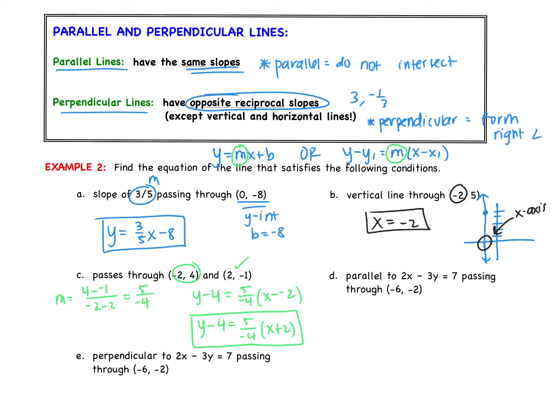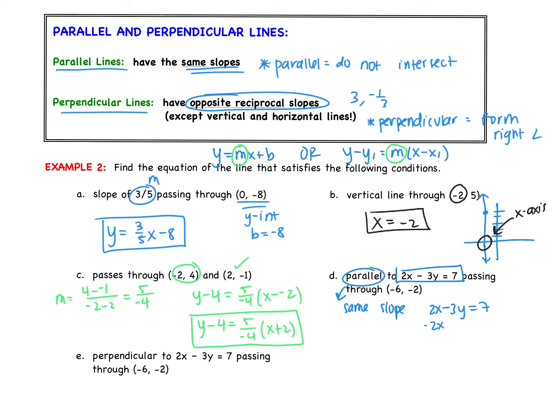Okay, two more. D, we need to write the equation of the line that is parallel to 2x minus 3y equals 7, but that passes through negative 6, negative 2. Parallel lines have the same slope. So we're going to have to start by figuring out what the slope of the line that we have is. So we get 2x minus 3y equals 7. This time I am going to put it into slope intercept, y equals mx plus b, so that I can very clearly see the slope.